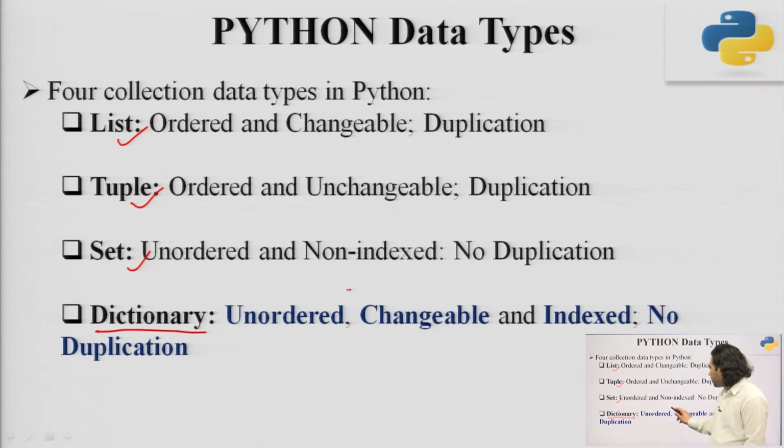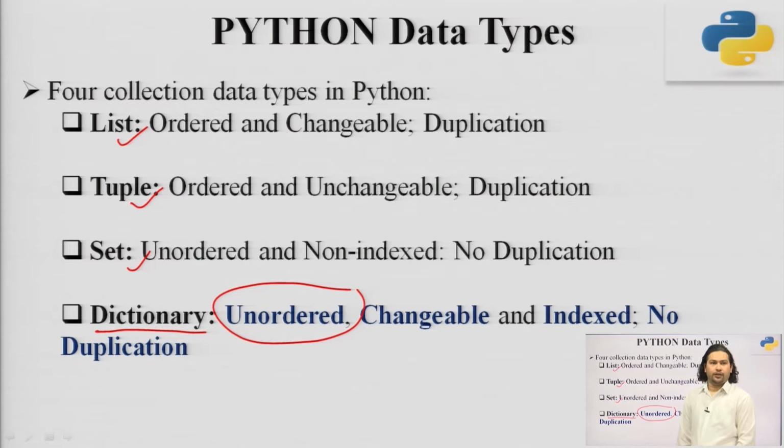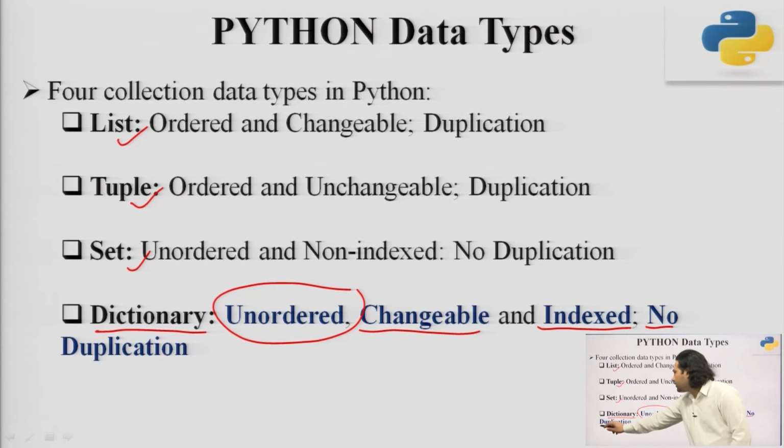The properties of the dictionary data type: the very first one is that it is totally unordered. The second property is that it is changeable, and the last one is that it is indexed. It is indexed, but not on the basis of numbers. We are going to discuss how the index principle works in the dictionary data type or mapping data type. One more property of the dictionary is that no duplicate members are allowed. Let us look at the properties one by one.